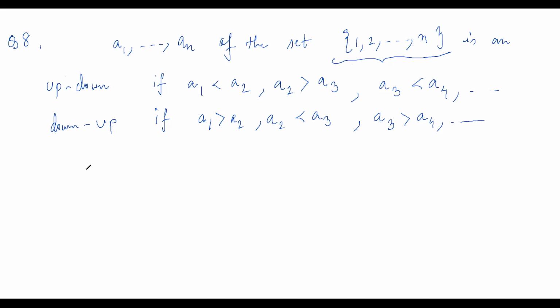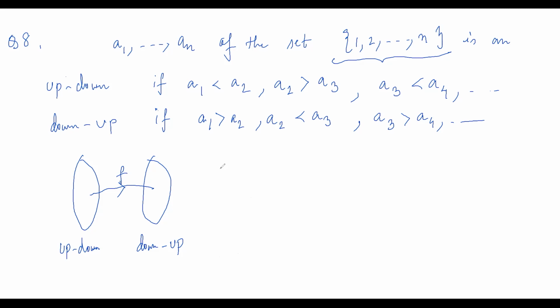So first of all, note that if I have two sets, where in one set we have those up down permutations, and in the other set we have those down up permutations, and now if we form the mapping, both the sets are finite. I mean they have finite cardinalities.